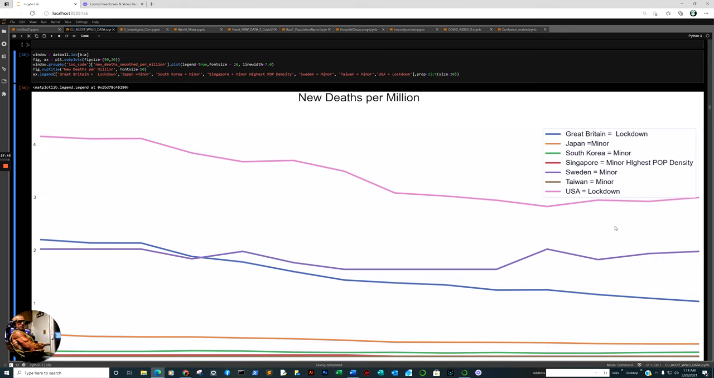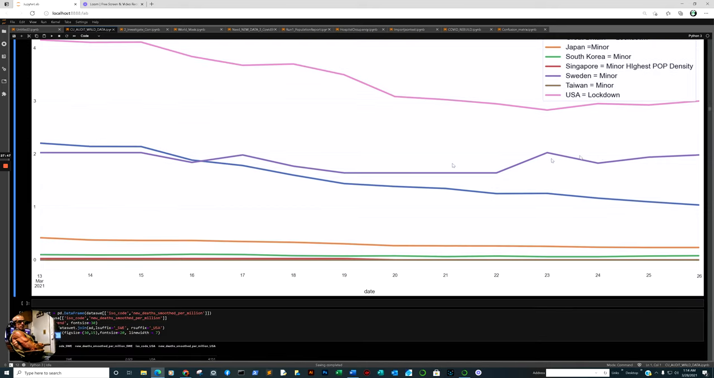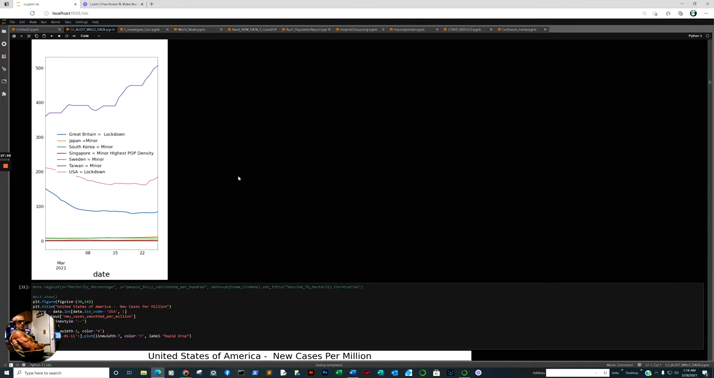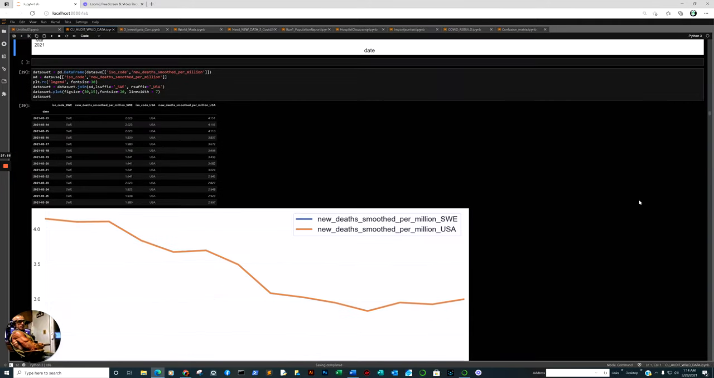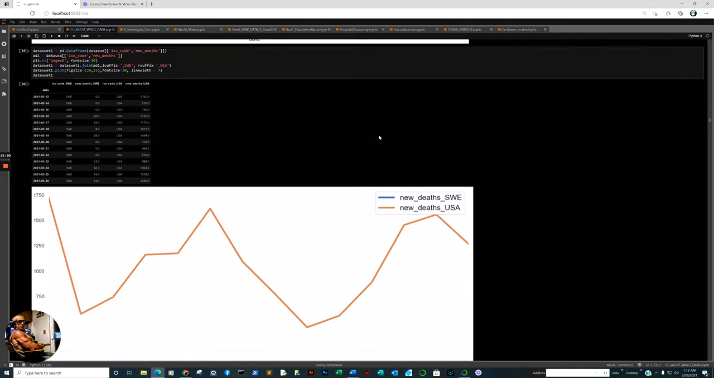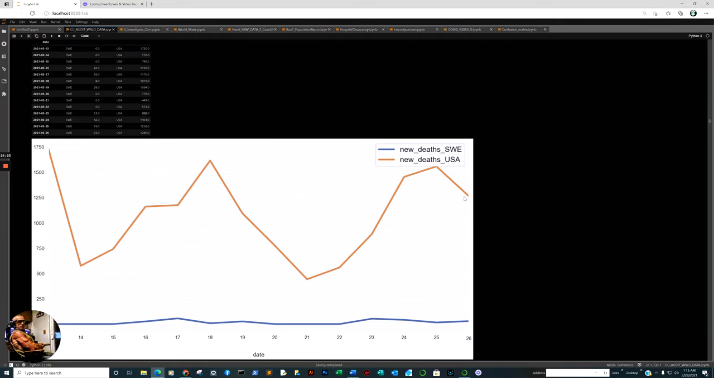Great Britain, Sweden. See, even though they have a higher caseload than the United States, as we proceed back to here, their mortality rate is less. The mortality rate for Sweden is 1.98, and the mortality rate for the United States is 2.997. Now, would you rather have more cases and less people harmed, like the common cold, or would you rather have fewer cases and a higher, unfortunate level of hardship? And let's see if it's there. And there is that. New deaths for Sweden, new deaths for the United States.